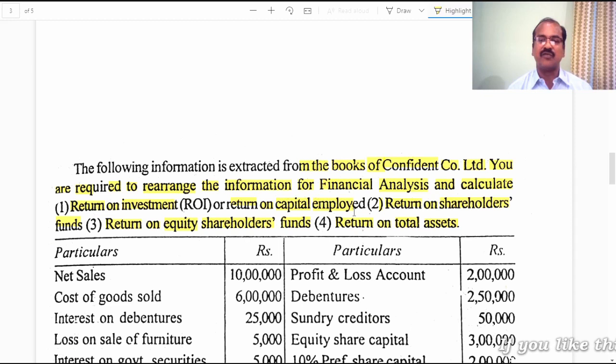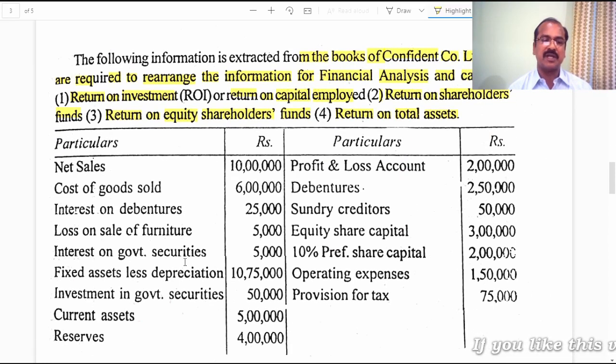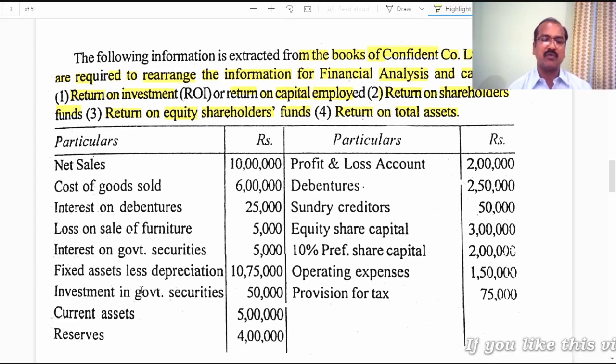After rearranging the information in such a way, it facilitates effective financial analysis and calculation of the 4 ratios. Let's get into the details given in the problem. Net sales, cost of goods sold, interest on debentures, loss on sale of furniture, interest on government securities, fixed assets less depreciation, investment in government securities, current assets, reserves, profit and loss account, debentures, sundry creditors, equity share capital, 10% preference share capital amounted 2 lakhs, operating expenses, provision for tax.